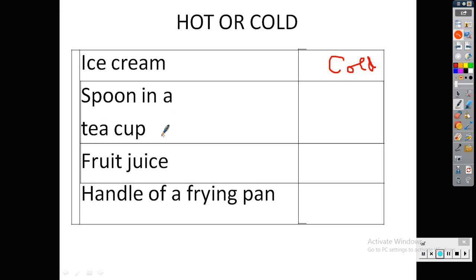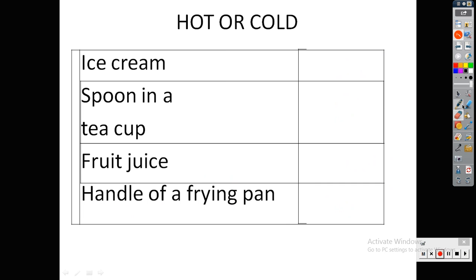If we put a spoon in a hot teacup, the spoon becomes hot. Fruit juice, if it is kept inside the fridge, becomes cold. The handle of a frying pan is hot. So different objects have different hotness.